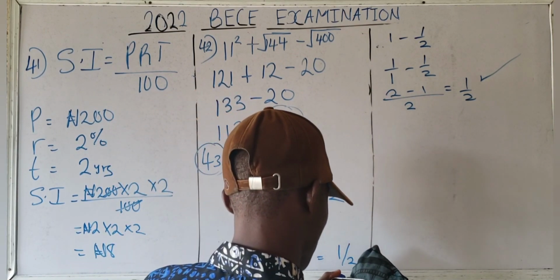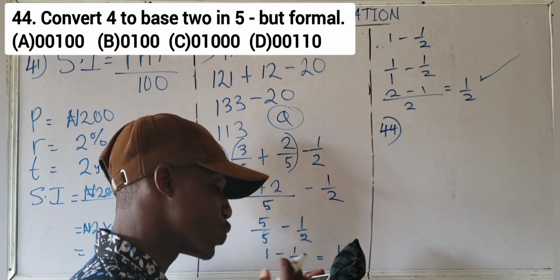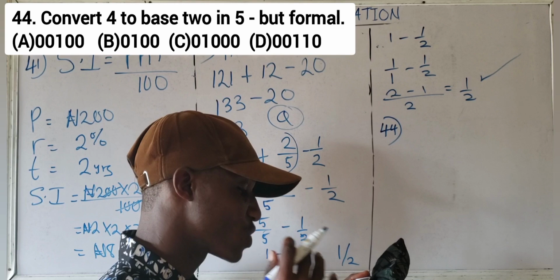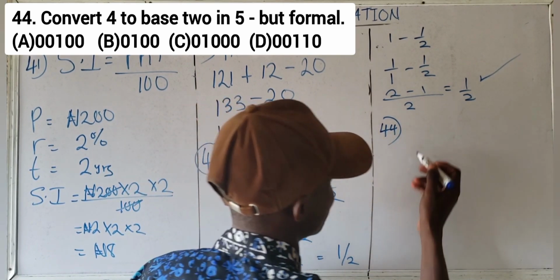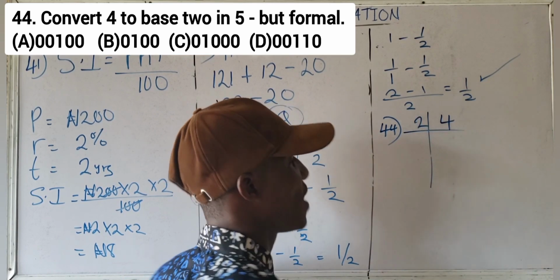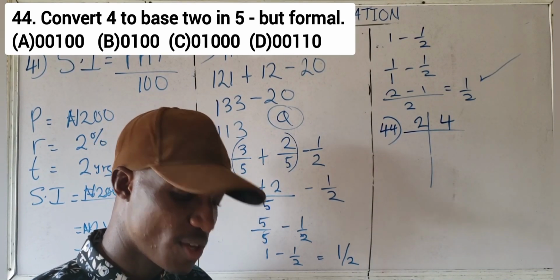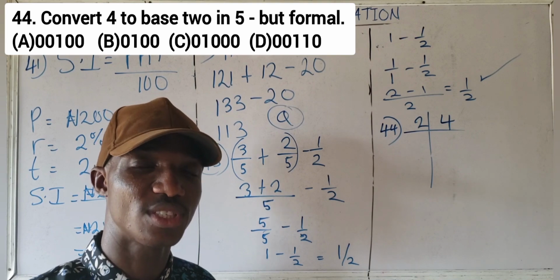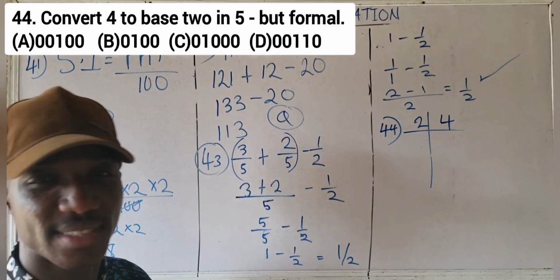Okay, let's proceed to question 44. Question 44, we are asked to convert 4 to base 2 in 5-bit format. Now, please pay attention. Let's convert to base 2. To convert any number to base 2, you have to divide that number by 2. You understand? Because any number in base 2 is a binary number. A binary number consists of 2 digits, which are 0 and 1. So to convert 4 to base 2, you have to divide that number by 2.